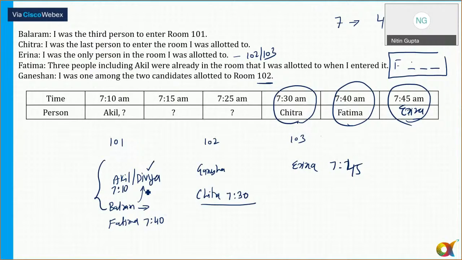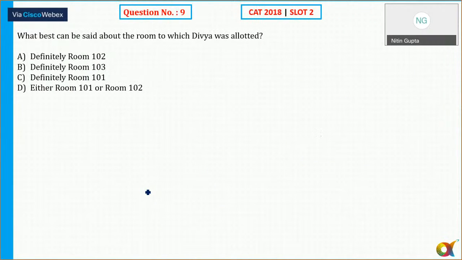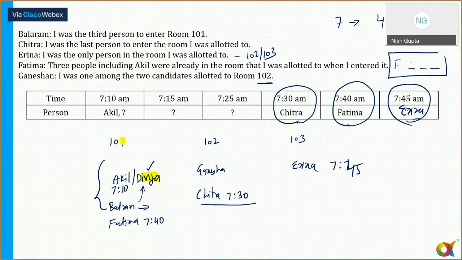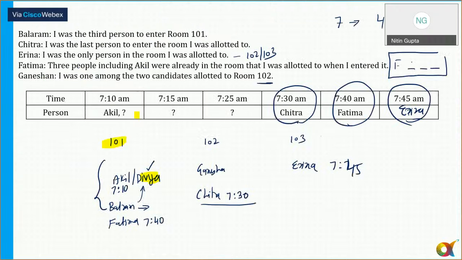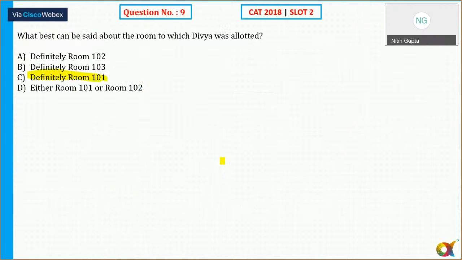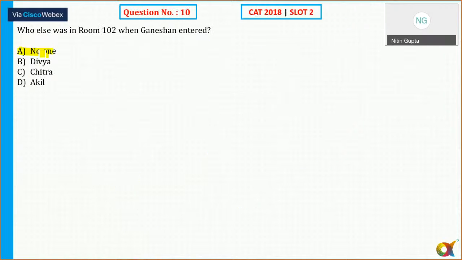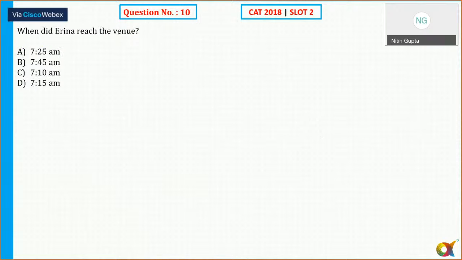Now coming to question number 1. What can we say about the room to which Divya was allotted? We know that Divya was definitely allotted room number 101. We can see it here. Next, who else was in room 102 when Ganesan entered? Ganesan arrived before Chitra, so there was no one in room 102 when Ganesan entered. So the answer is option: no one. All right. Next one. When did Irina reach the venue? We have already seen, that is 7:45.